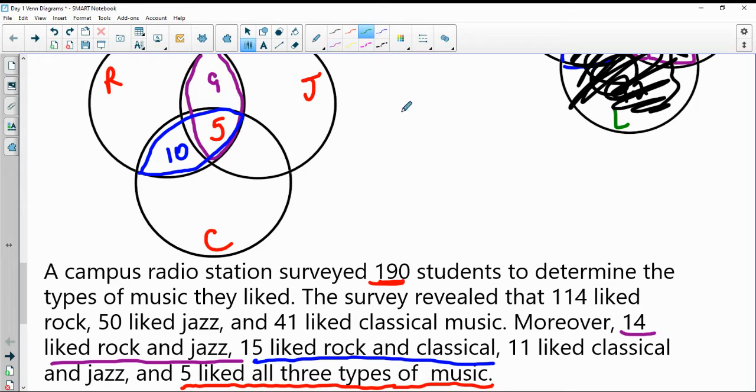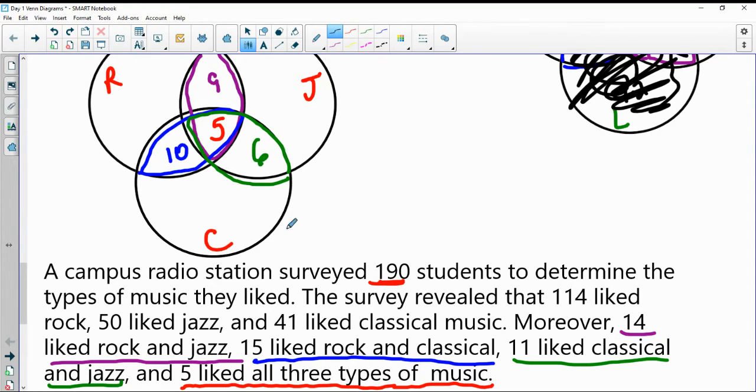And then I've got 11 for classical and jazz. So classical and jazz, that's this overlap right here. And that's 11, so I have to take away this part. So 11 minus 5 is going to give me 6. Okay, so I'm kind of working backwards in that paragraph.